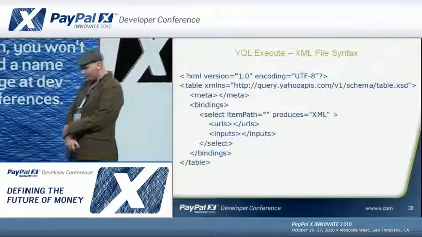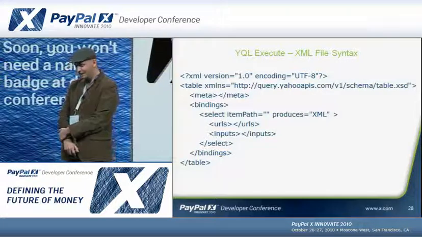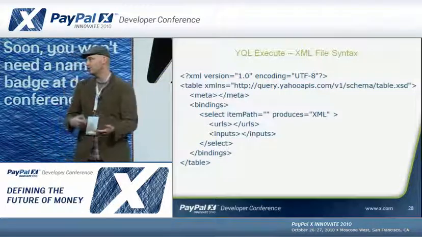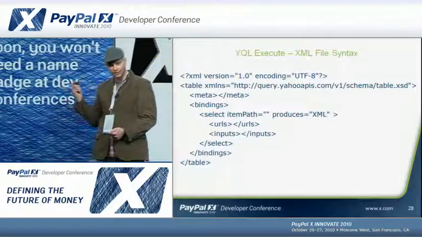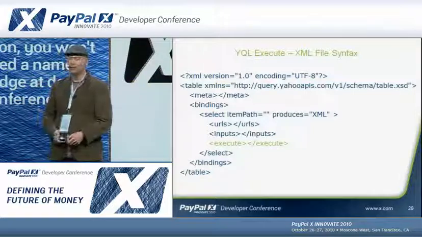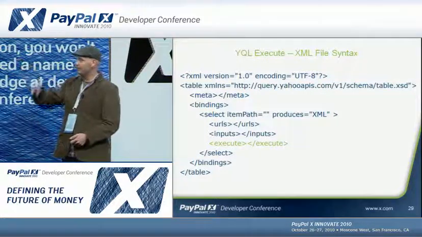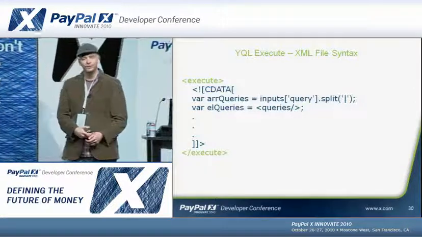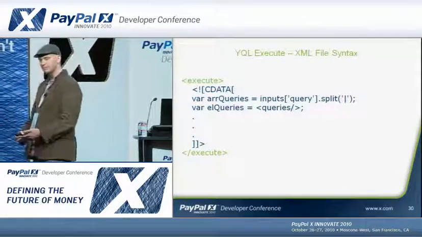Okay, so going back to our open data table, opening up the bindings tab, we can actually see the structure that we saw before, the URLs, the inputs. Where execute is going to live is right below that. It's just going to be another little node, an execute node. Embedded within that execute node, you can develop JavaScript, server-side JavaScript.